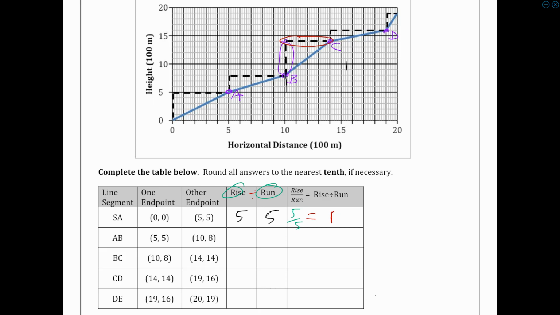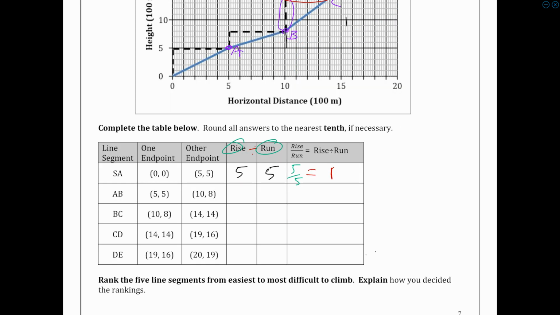All right, next. How about segment A to B? It goes from (5, 5) to (10, 8). So let's see the rise here. The rise from A to B just goes up by 3, but it's still going over by 5. So it's less steep than the last one. 3 rise over a run of 5. Rise over run, 3 over 5. The slope is 0.6.